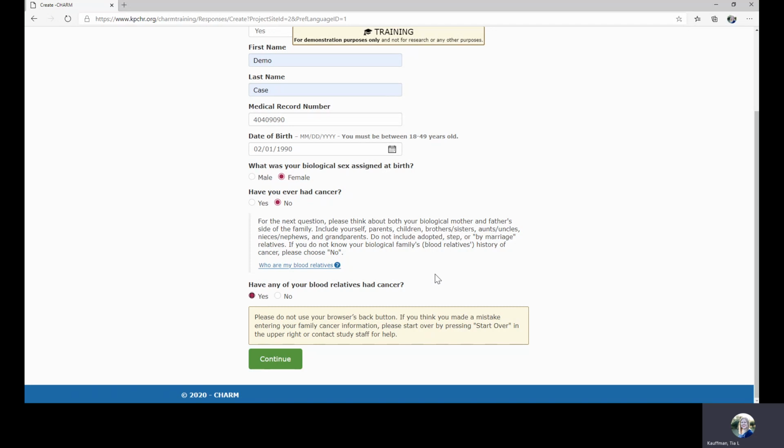That piece can be removed if an institution is not interested in using that, or you can continue using it. So you will not see those questions because of how I'm going to pass through this now. So I wanted to be sure you were aware of that. Again, it also says here, please don't use your back button.